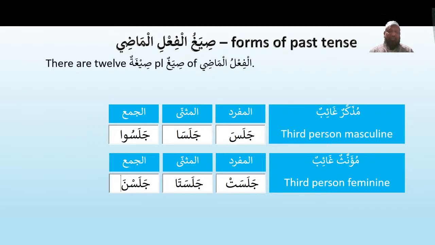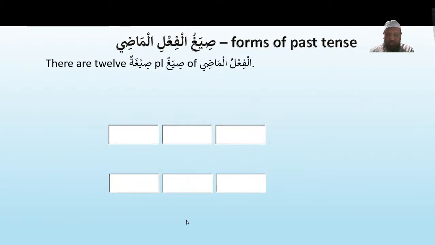Let's take another verb. فتح. فتح, add ألف الاثنين, فتحا, add واو الجماعة, فتحوا. مؤنث فتحت, add ألف الاثنين, فتحتا, add نون النسوة, فتحنا. Okay, so let's move on to the next 6 forms of الفعل الماضي.